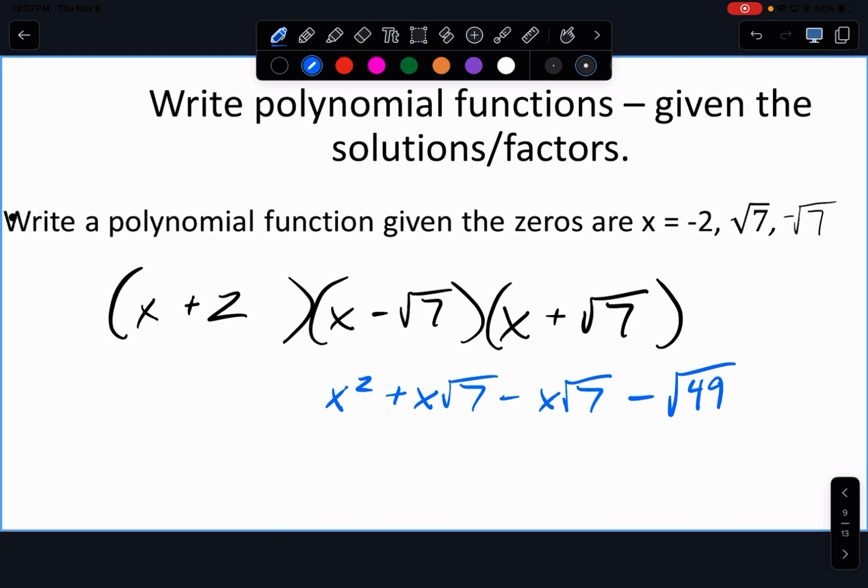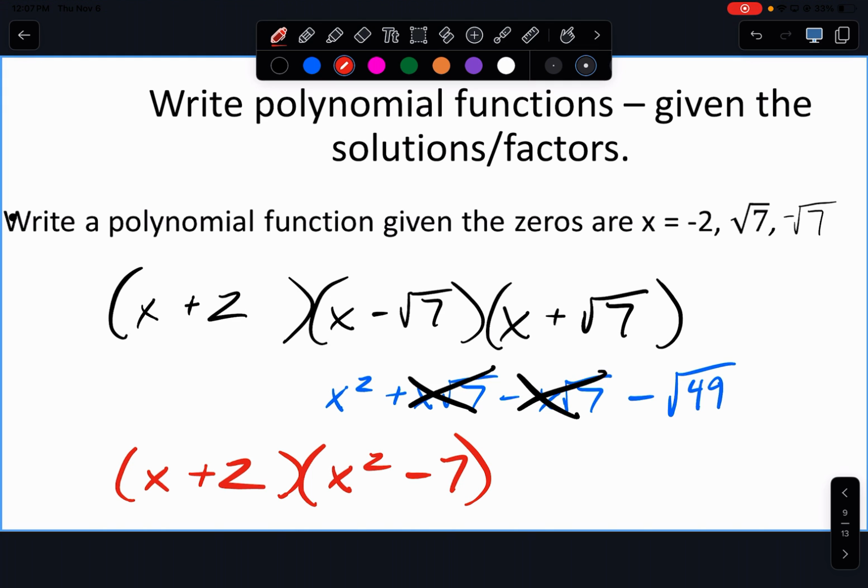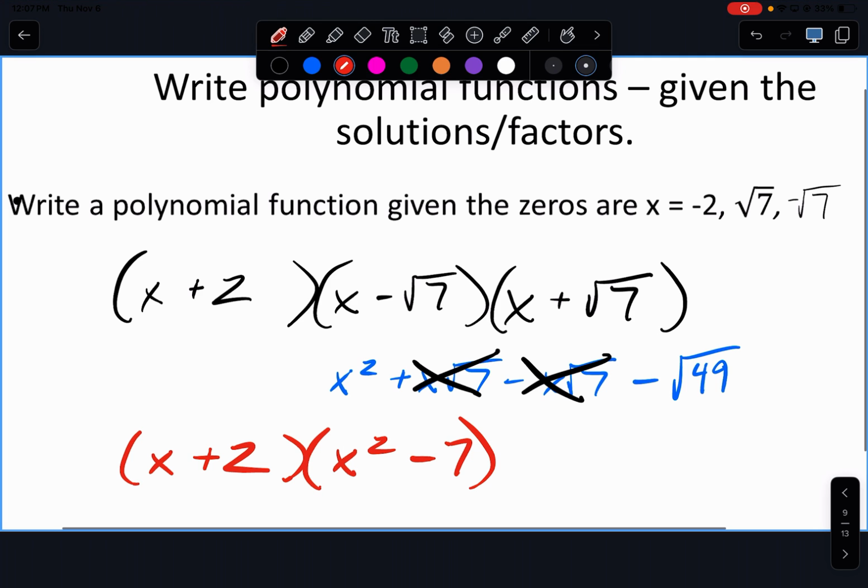Yeah. When you multiply radicals, you just multiply what's called the radicand, which is the number inside, right? As long as they have the same index, which they do. They're both square root here. Which then, yes, we can simplify that further. The square root of 49 is 7. And we can combine. These are going to cancel. So I end up with x squared minus 7. And then I still have my x plus 2 over here. And then we finish FOILing.